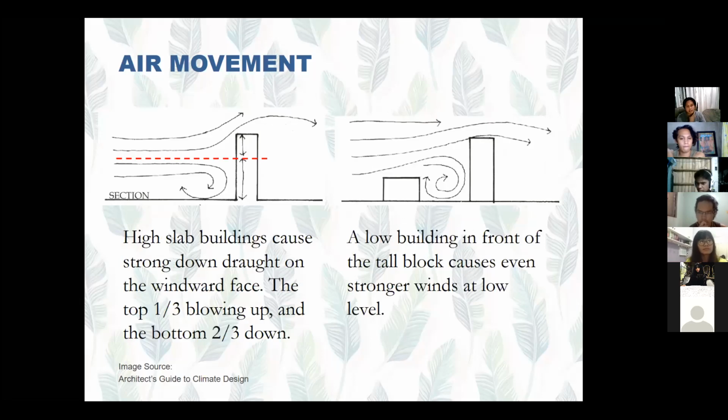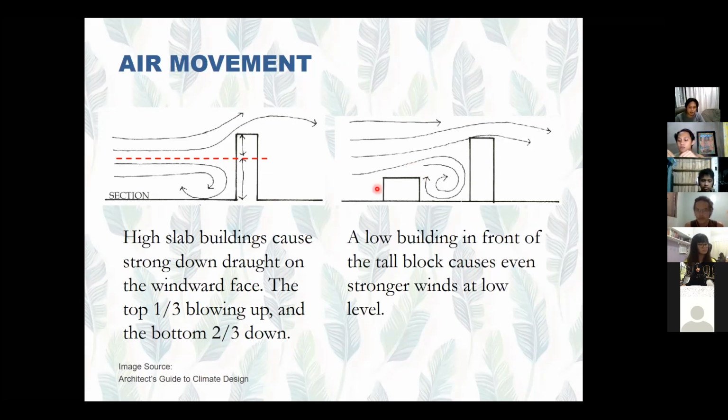Okay, next is, what if may high-rise building naman in terms of cross-ventilation? So, pag high slab, ang nangyayari, may strong force, strong wind draft in the windward phase. Ito siya na portion, on the bottom 2/3. Tapos, yung sa upper third, na-deflect na lang sa taas. Okay? Now, you will increase this one if you add another low building.